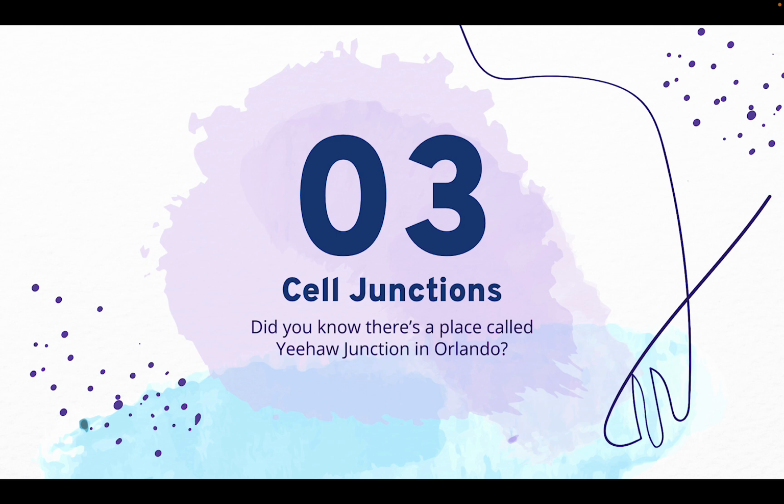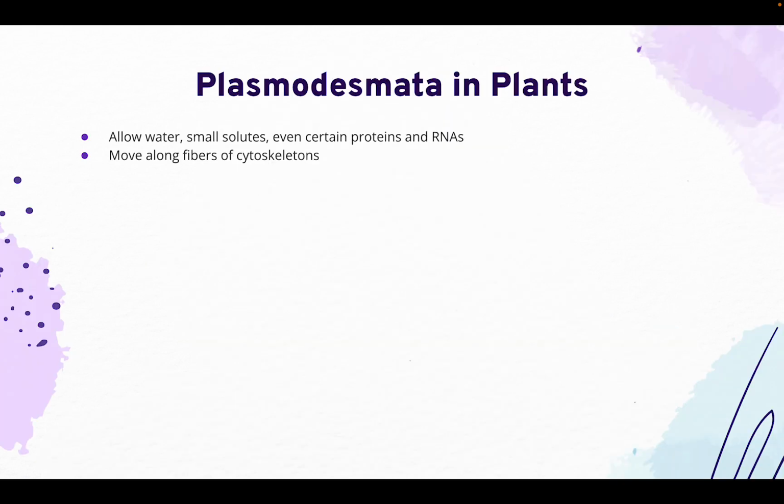Now we'll talk about cell junctions. One classic cell junction is plasmodesmata in plants. You should know this one for sure. It allows water, small solutes, and even certain proteins and RNA to pass through. So that's how some plant viruses work. They use the plasmodesmata, and it's big enough for their RNA to fit through and infect the plant. Also, these things aren't just diffusing through. You've got cytoskeleton going through the plasmodesmata, and a lot of those things are moving along the cytoskeleton.